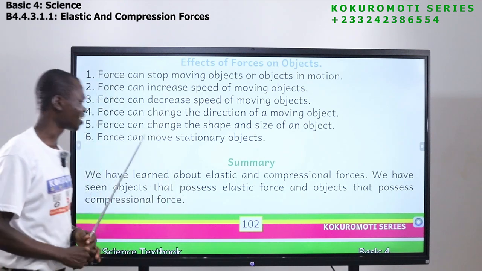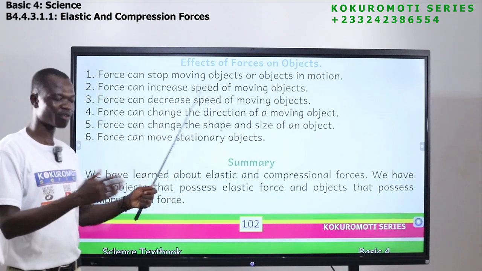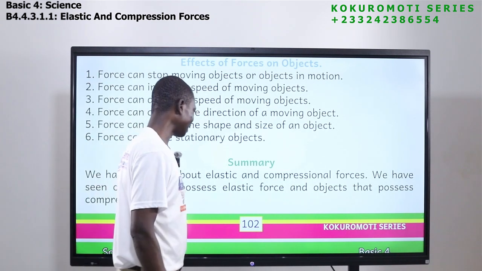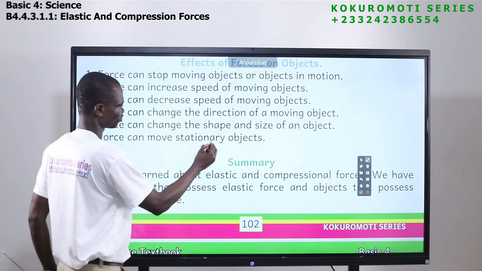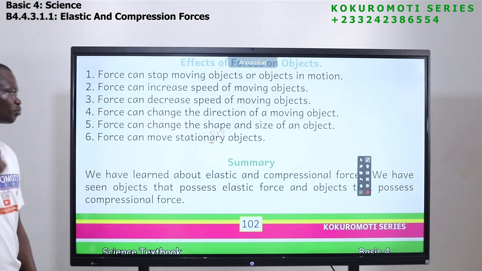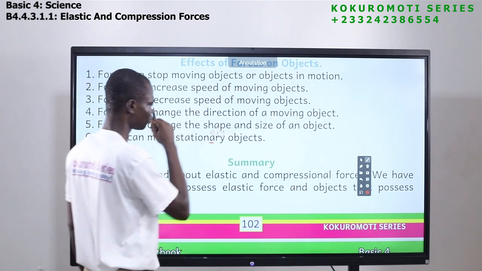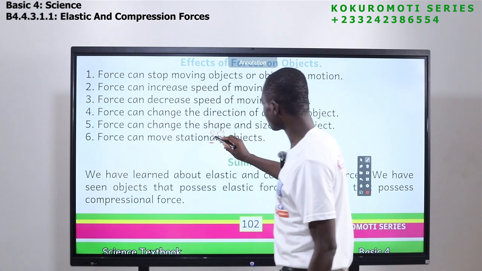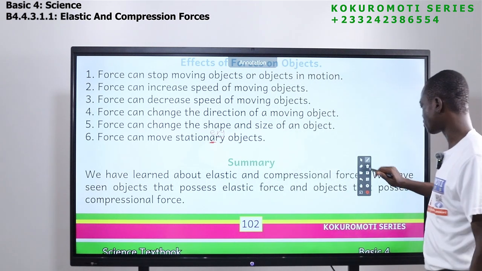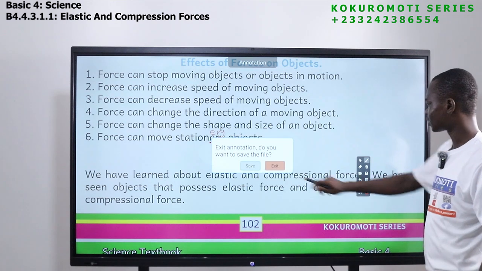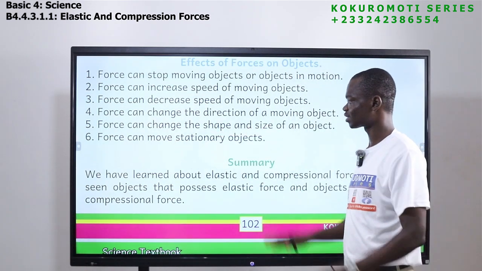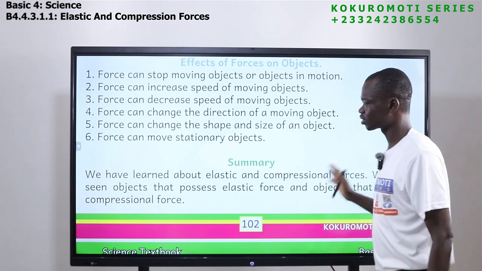Okay, listen, this word is different from another one. The other one has E here. That one we are talking about is writing materials, books and the rest. But if we don't have E, but we have A here, it tells you something that is not moving, something that is at a point. Something that is what? Not moving. So force can move stationary objects. Something that is at a point, something that is resting, force can move it.